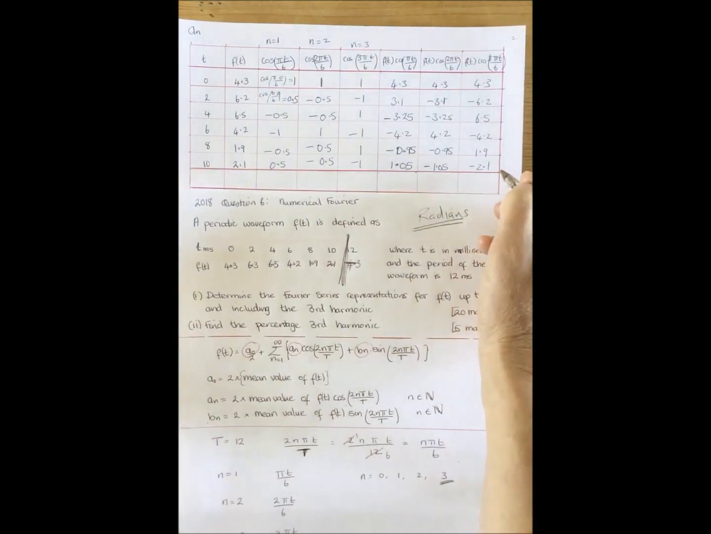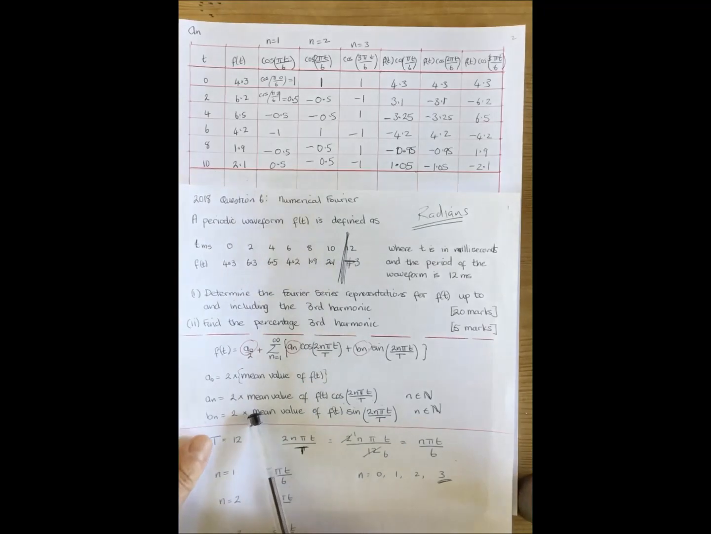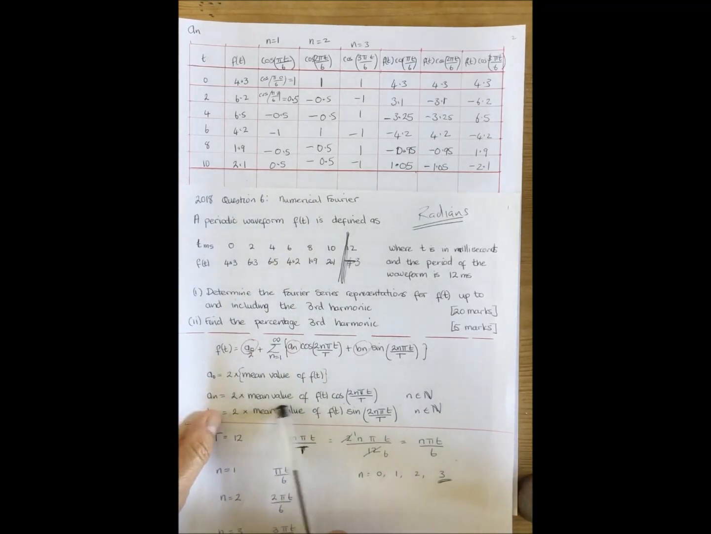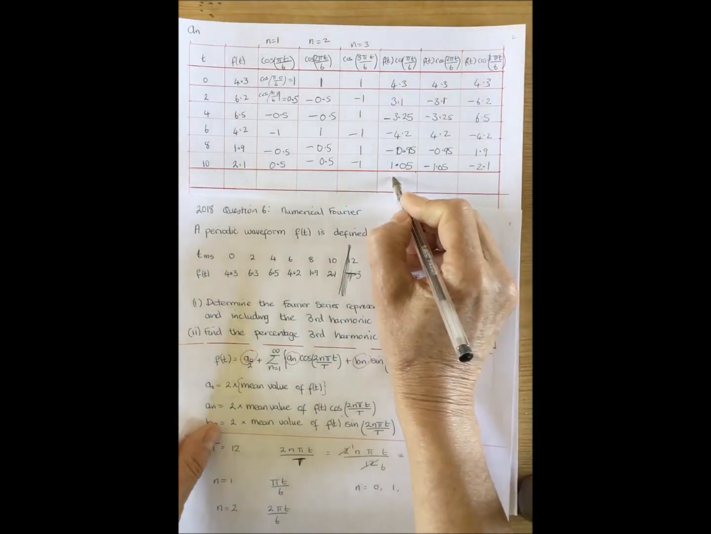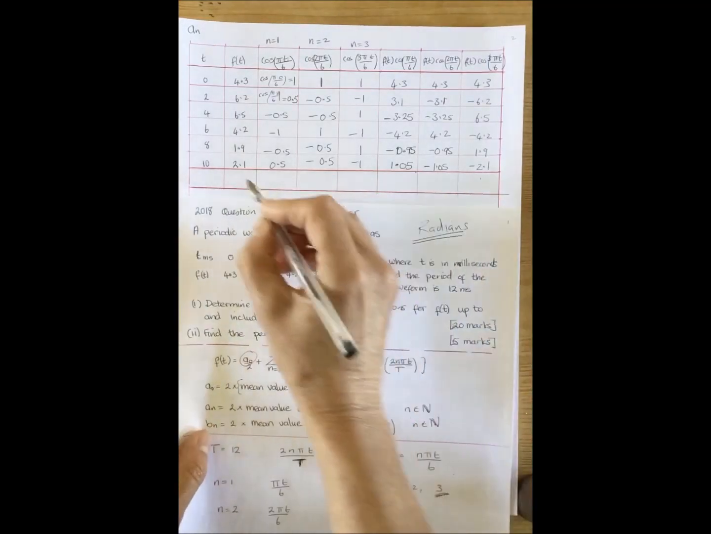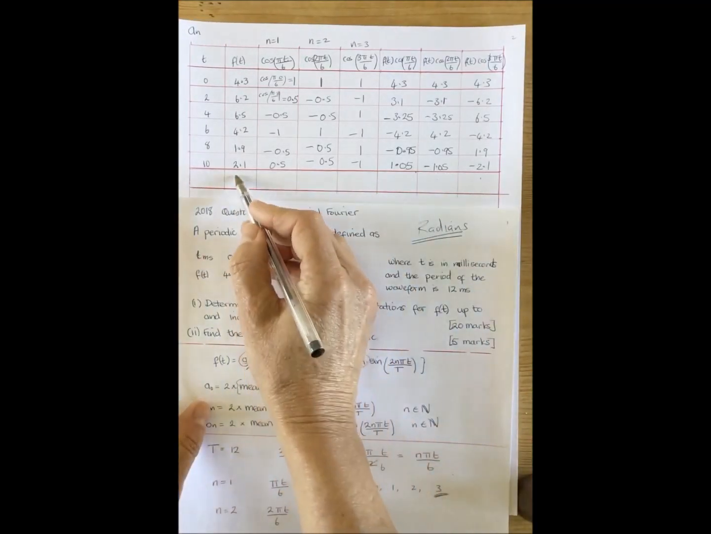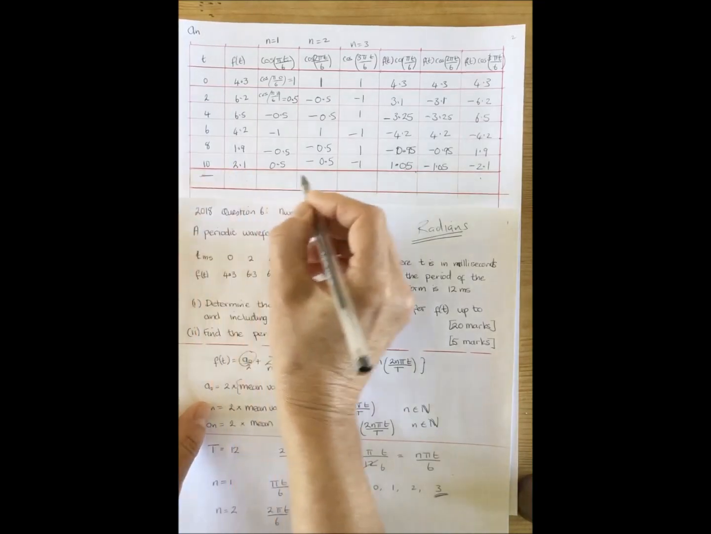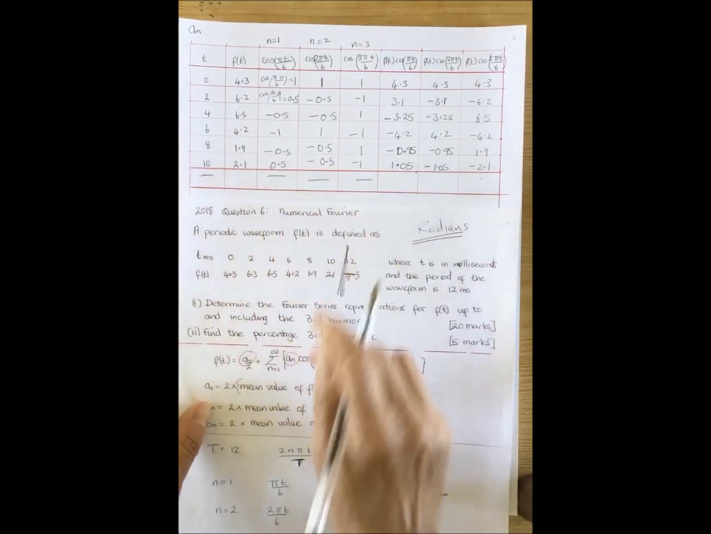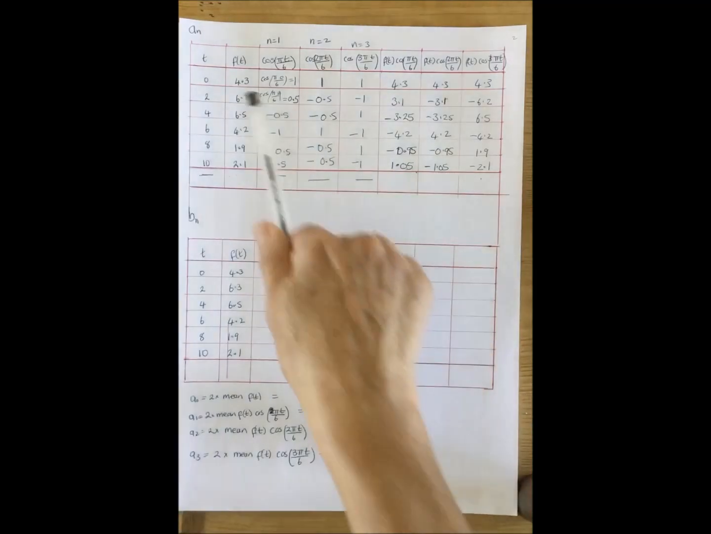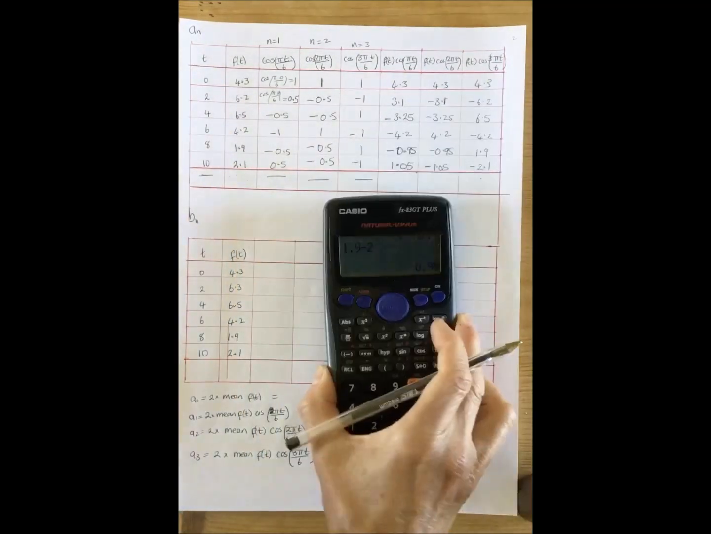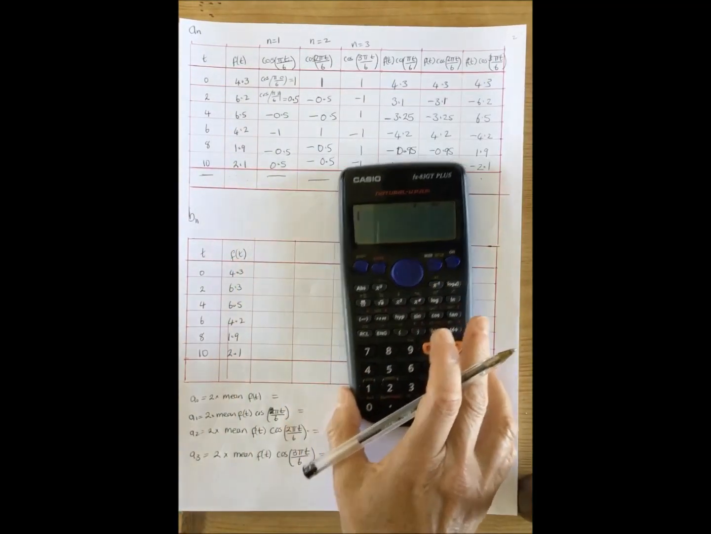Okay, so according to the values for an, it's the mean value of f of t multiplied by these. So I'll have to get this, this, and this. And for a0, it's the mean value of f of t. I have to get this. I don't need to add up that one or any of them, so I can ignore them. So now I just add up these columns here, see what I get.